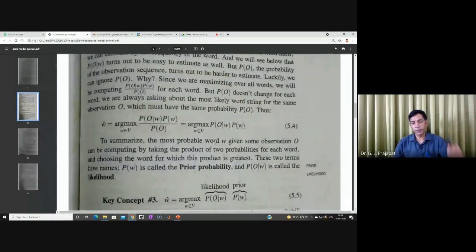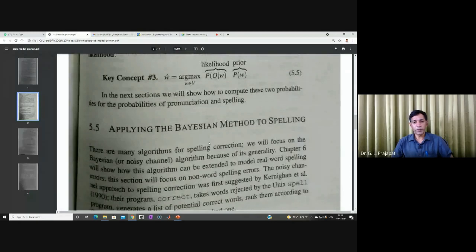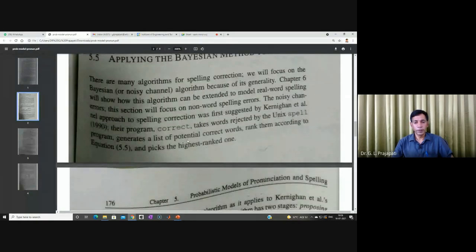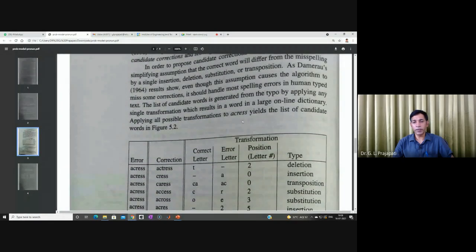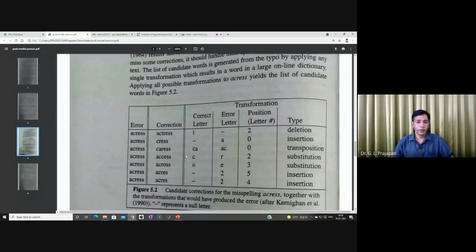So this is the question. So this is one case where you can apply it. Also, if you have error correction like ACRE double S, you want to correct this. There may be typing mistakes, there may be some insertion or deletion of letters, like ACR double AC or E double S.